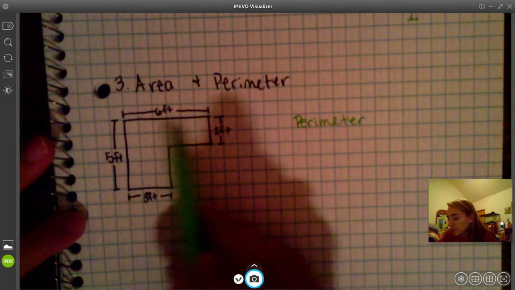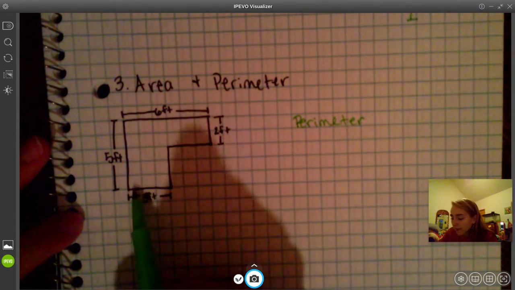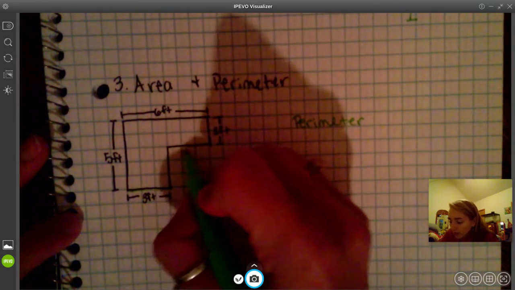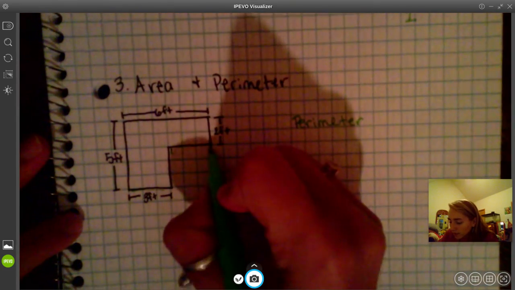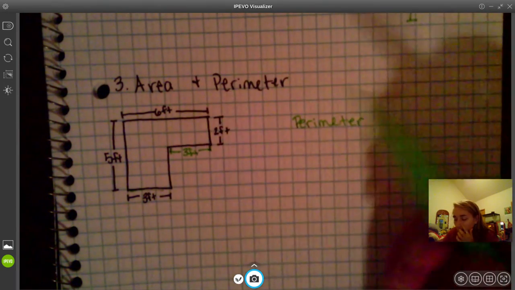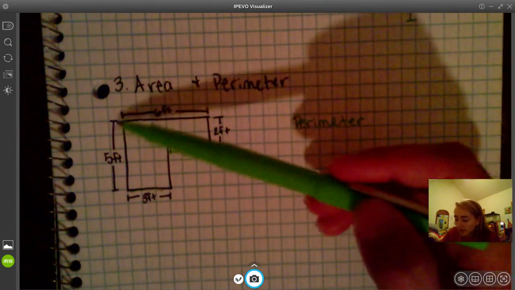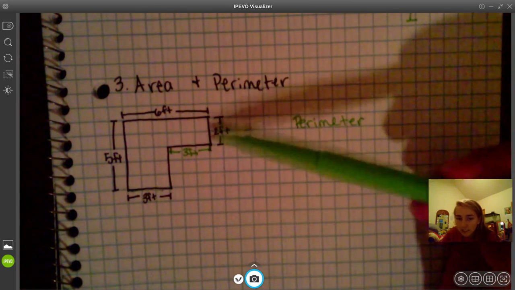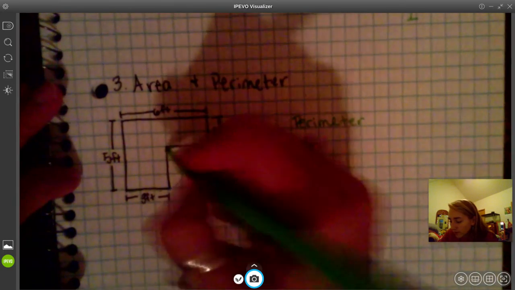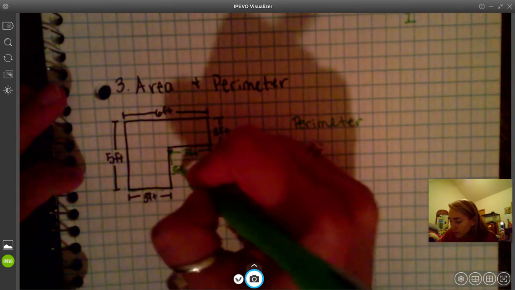Because if I have 6 feet here, and then I have 3 feet here, this total width has to be 6 feet. So I know that from here to here is also 3 feet. The same thing goes for this one. If I have 5 feet here, 2 feet is taken up by this, that means this part has to be 3 feet as well. So I know that this is also 3 feet.